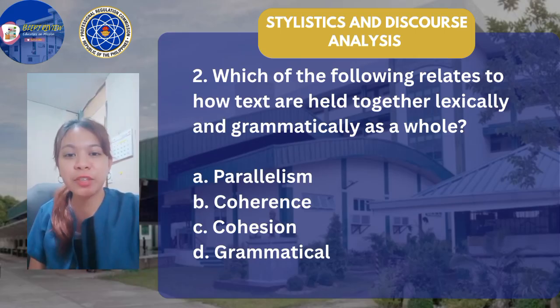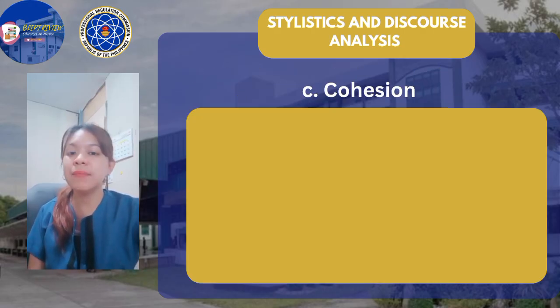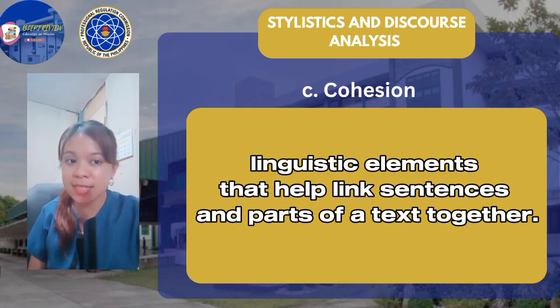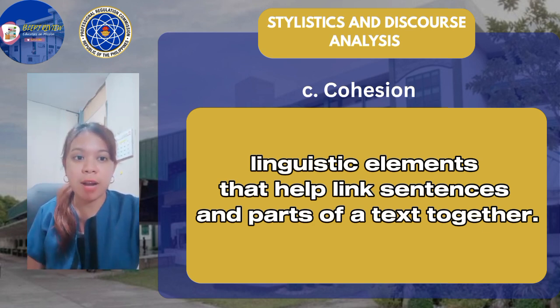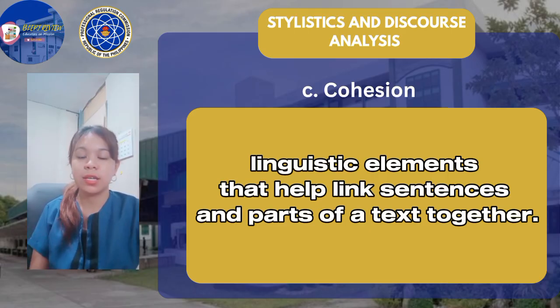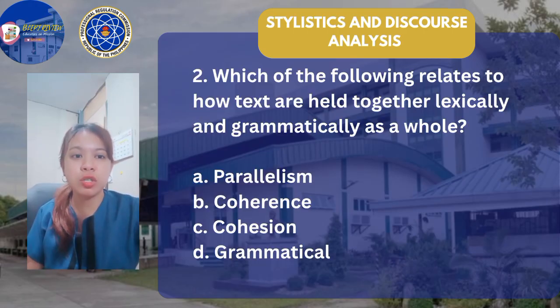Okay, what is the correct answer for number 2? We have letter C, the cohesion. What do we mean by cohesion? It refers to the linguistic elements that help link sentences and parts of a text together. That's what we are looking for, right? It involves the lexical and the grammatical connections. What are those? Those are the pronouns, the conjunctions, repetitions, and the synonyms for lexical links. So, it aligns with the question that we have in number 2.